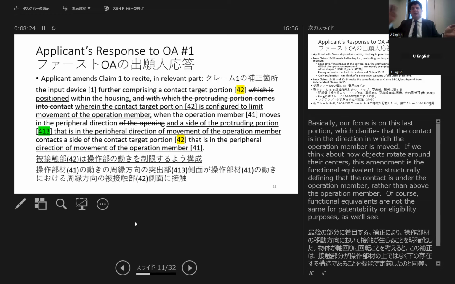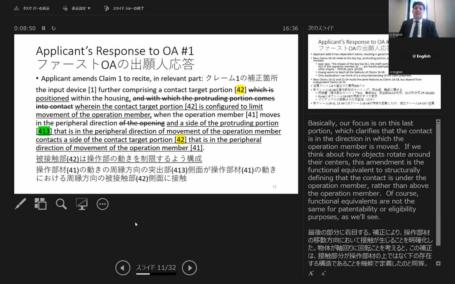In Huang, we move to the right and we contact on the left. So now we're saying that a side of the protruding portion that is in the peripheral direction of movement of the operation member contacts a side of the contact target portion that is in the peripheral direction of movement of the operation member. That's how they're claiming it.